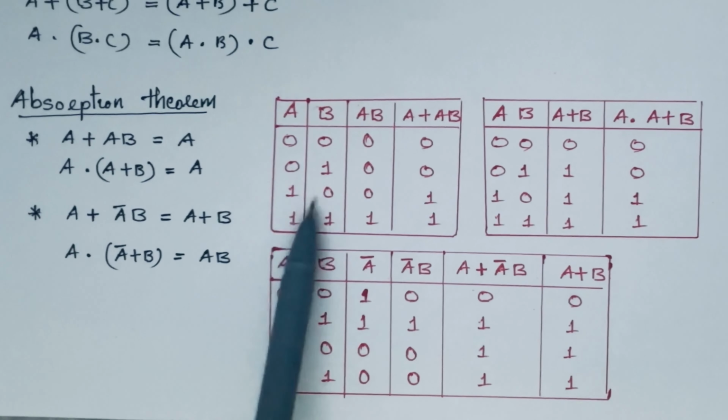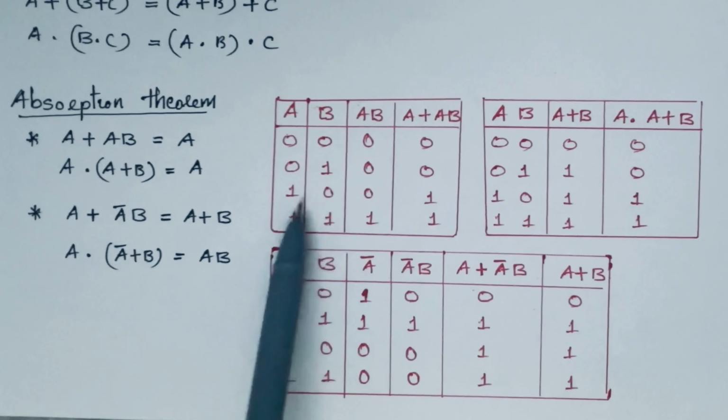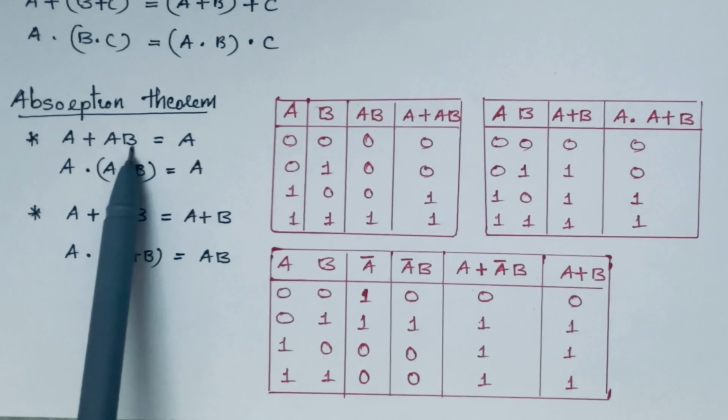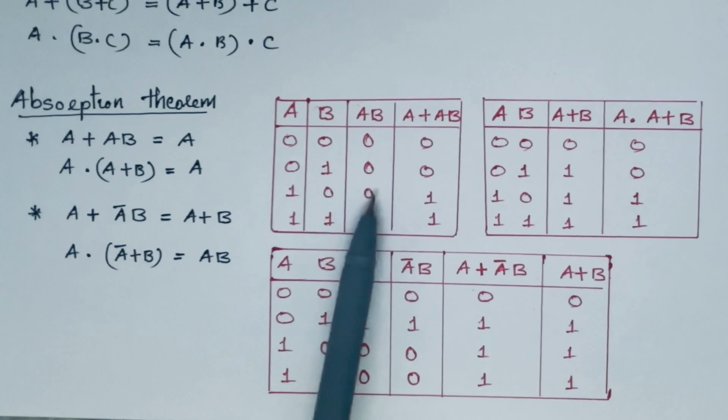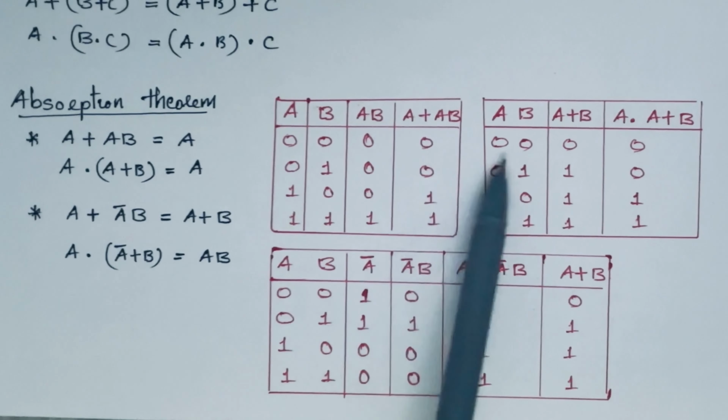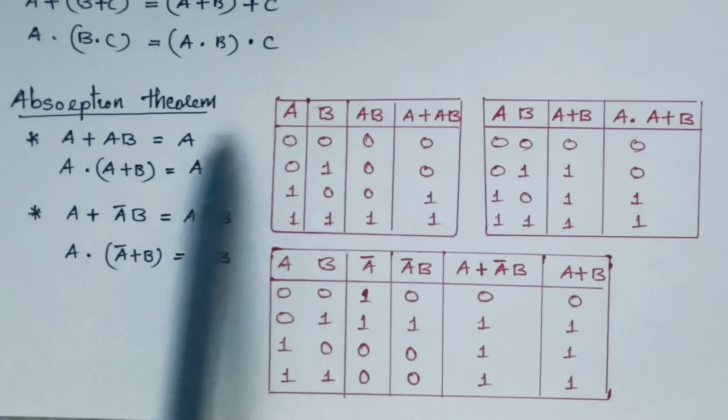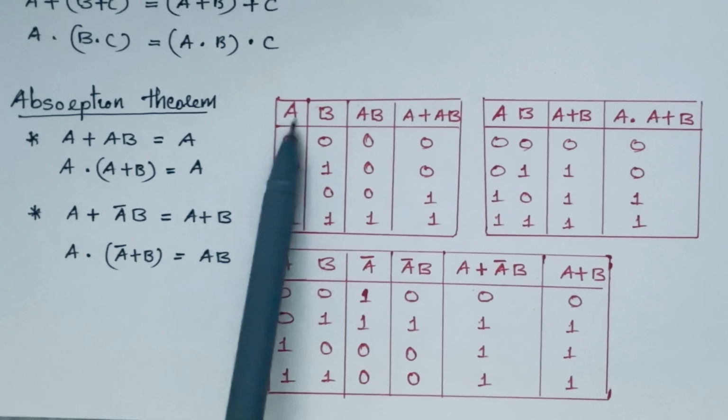So we can write only 4 combinations: 0 0, 0 1, 1 0, 1 1. Now for this first one, what is the LHS? A plus AB. So first we need to find out AB, then A plus AB. Then for the RHS part, what do we have? A. So we can write it from here, A.